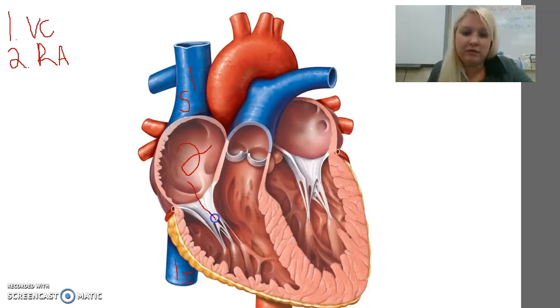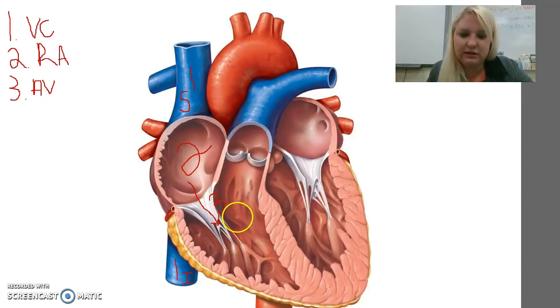Next, it's going to travel through our first valve. So here's structure number 3. And this is our right AV valve or our tricuspid valve. You can use either term in this class. So I'm just going to write AV valve. Okay, so that's our right AV valve because it's connecting the atria to the ventricle.